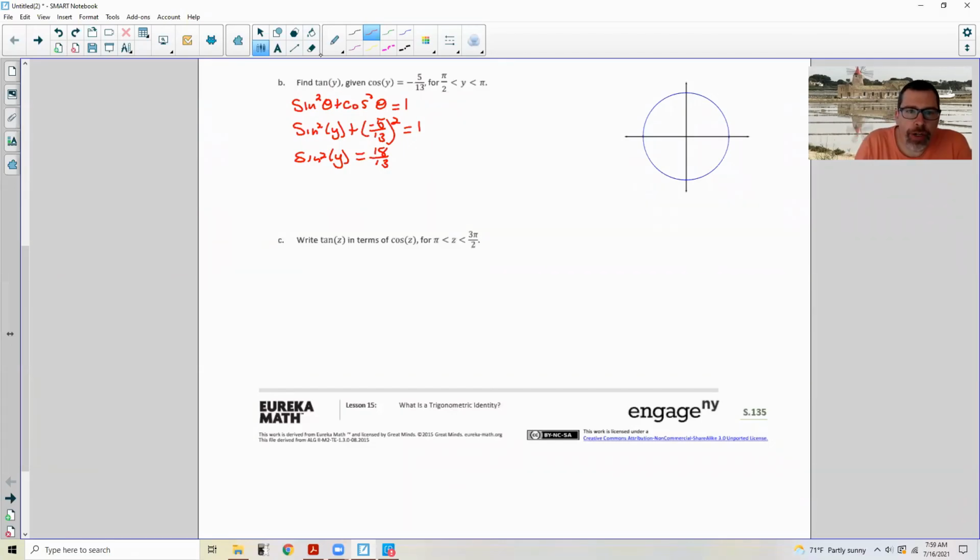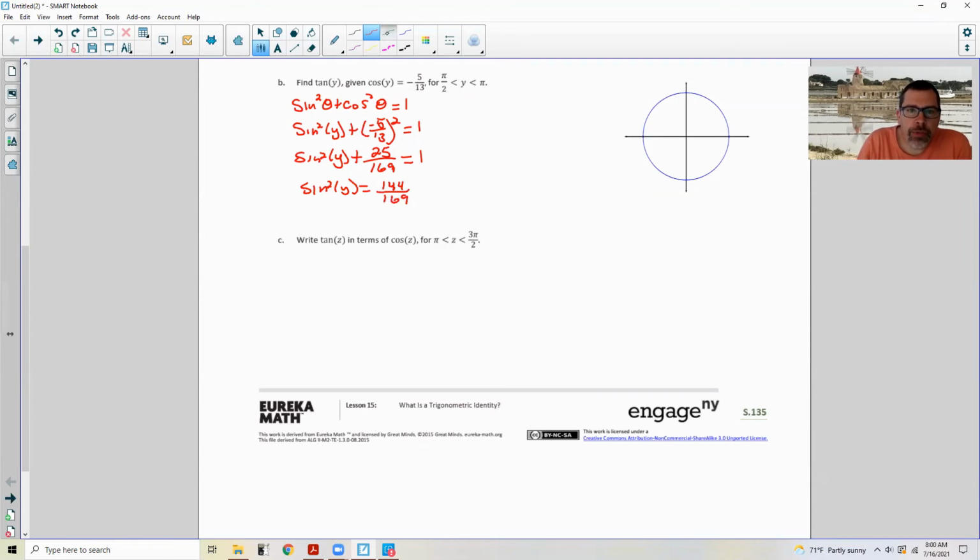Okay, it would help if I squared it first, right? So let's do that. I forgot to square. So this is going to be plus, now a negative squared is going to become a positive. 5 squared is 25. 13 squared is 169. So that's going to equal 1. So then we get the sine squared of y is going to equal 169 over 169 minus 25 over 169. So 169 minus 25 is 144 over 169.